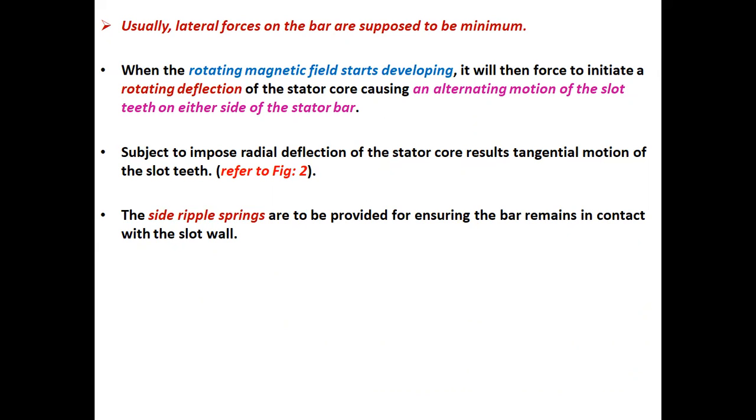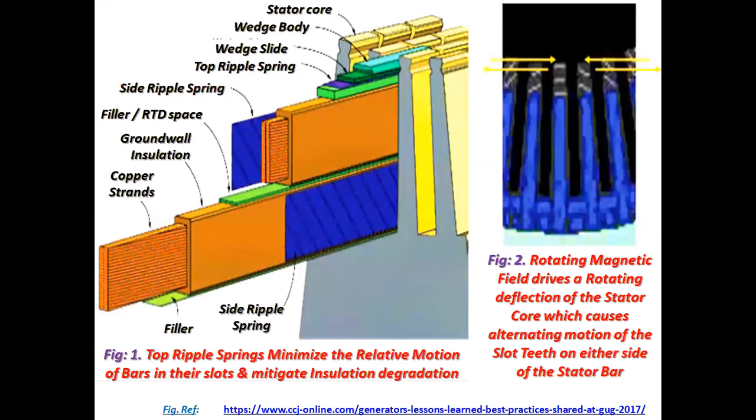Refer to figure 2. The side ripple springs are provided for ensuring the bar remains in contact with the slot wall. See the picture. Figure 2. Rotating magnetic field drives a rotating deflection of the stator core, which causes alternating motion of the slot teeth on either side of the stator bar.